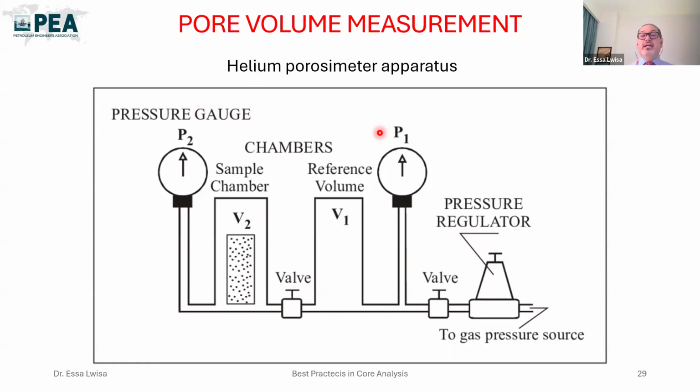For pore volume, as I said, you can inject whatever you want in the pores. You can inject helium, nitrogen, usually helium. The porosity measured by helium is higher than porosity measured by nitrogen, because the helium molecule is smaller, so it penetrates the very small pores, and it will produce a higher value of porosity. And usually we use P1 V1 equals P2 V2, that is the general law of gases.